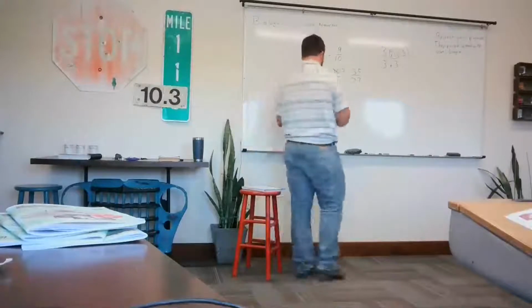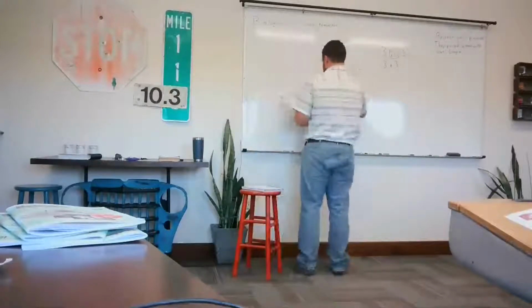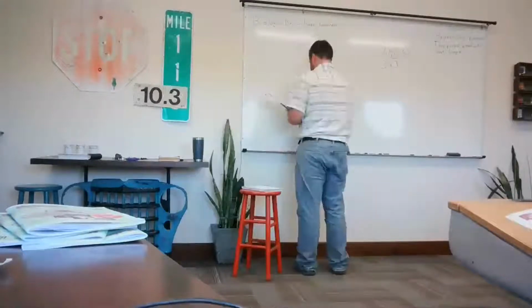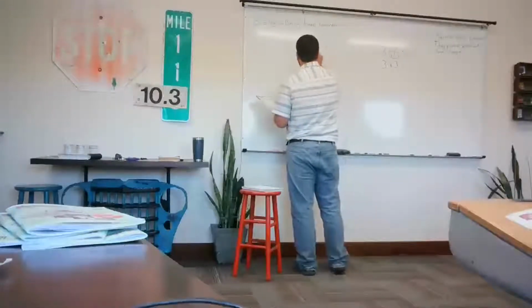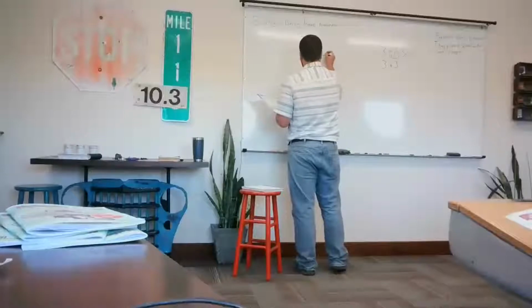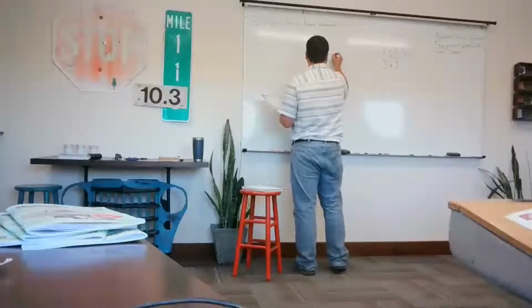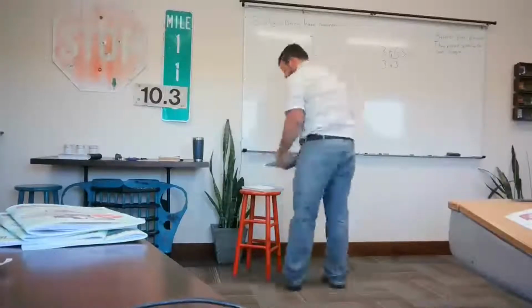What about 13? How do we get there? 2 over 3 divided by 1 and a third, which is 4 over 3.